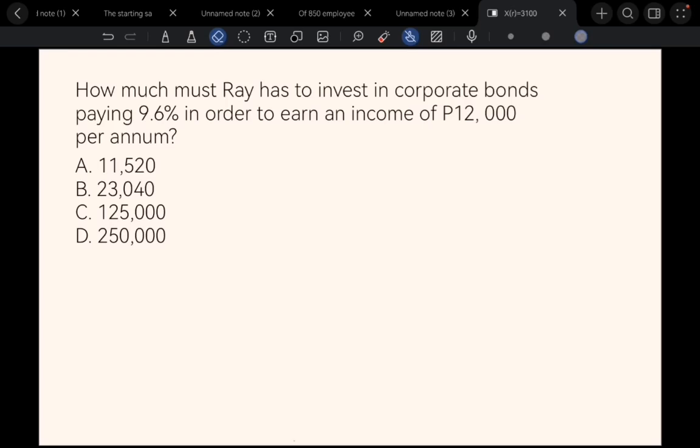Hey examinees, good morning. Today we will talk about another percentage question. So for today we will calculate the base, or the investment amount. But first, let's identify all the givens here.